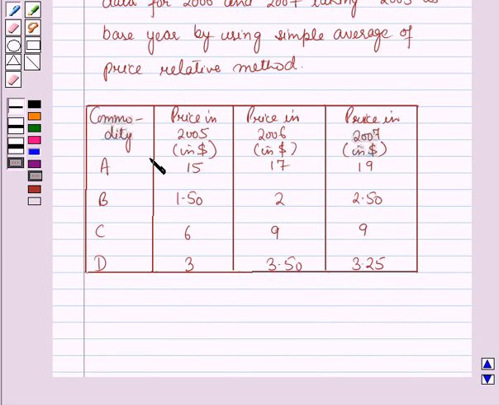And the data is given to us in which the various commodities are given as A, B, C and D. The corresponding prices of the given commodities in 2005 in dollars are 15, 1.50, 6 and 3. The prices in the year 2006 in dollars are 17, 2, 9 and 3.50. And the prices in the year 2007 in dollars are 19, 2.50, 9 and 3.25.